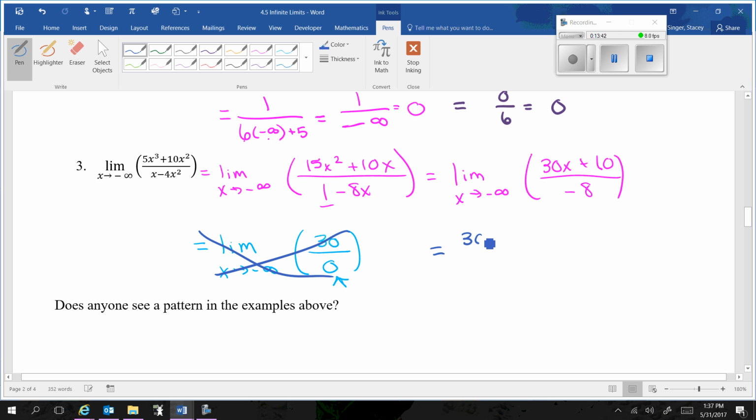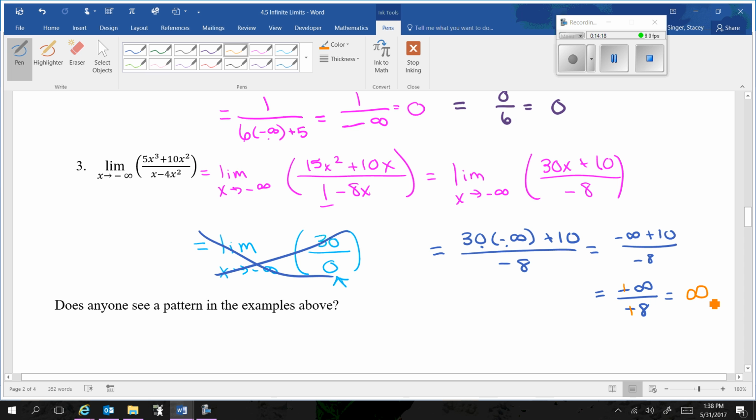So I would have 30 times negative infinity plus 10 divided by negative 8, which 30 times negative infinity is going to be negative infinity plus 10 divided by negative 8. Well, is negative infinity plus 10 really going to make much of a difference to negative infinity? No. So it would be negative infinity divided by negative 8. Well, that you can simplify. If I divide by a negative, that would become positive. So I end up with positive infinity as my answer.